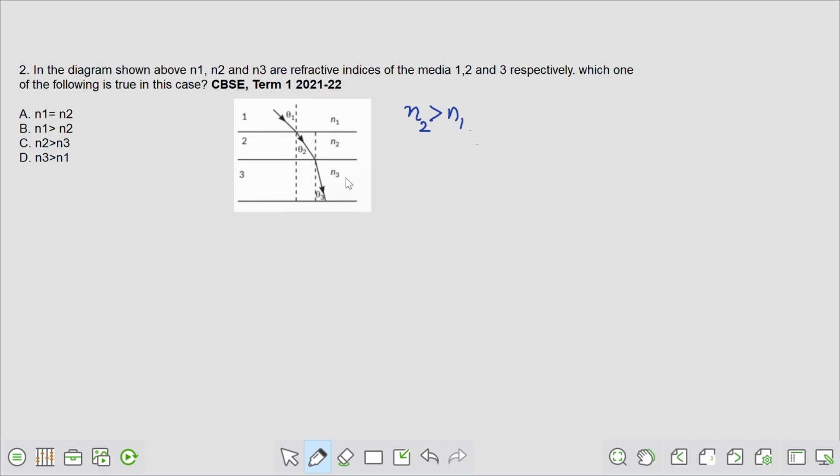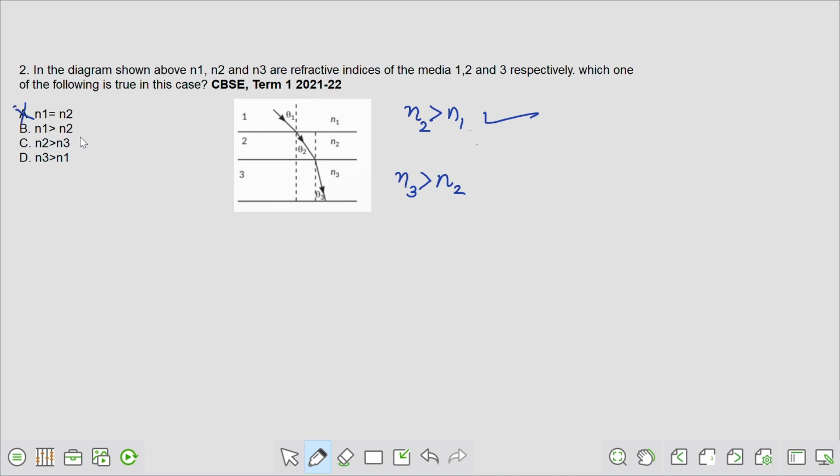Now when you compare N2 and N3, again it bends more towards the normal. So the refractive index of 3 is greater than the refractive index of 2. Now we have one more option given here, N1 equal to N2. That is not possible because there is a slight bending. So option A is not correct.